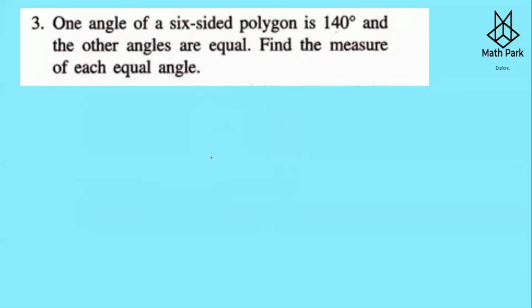Moving to question number 3. One angle of a six-sided polygon is 140 degrees and the other angles are equal. Find the measure of each angle. Now, a six-sided polygon will have 6 angles.